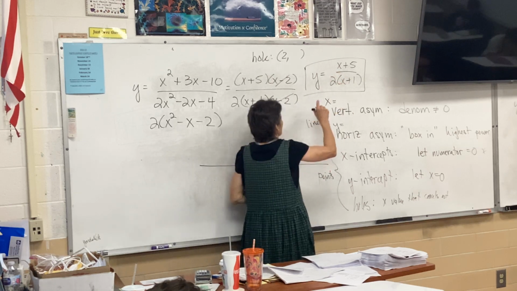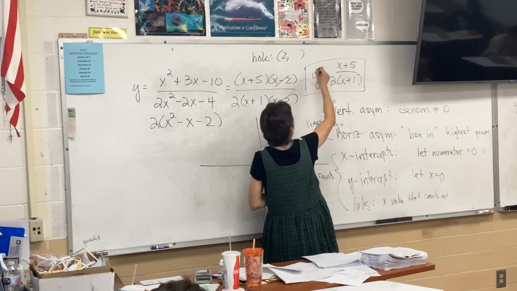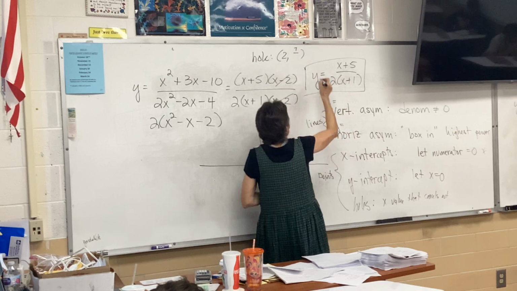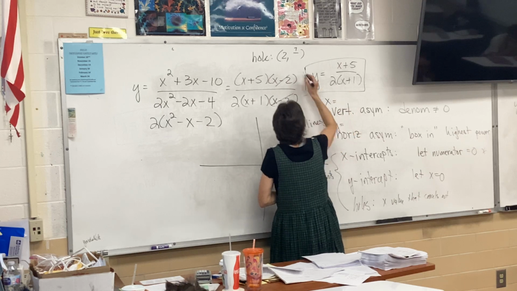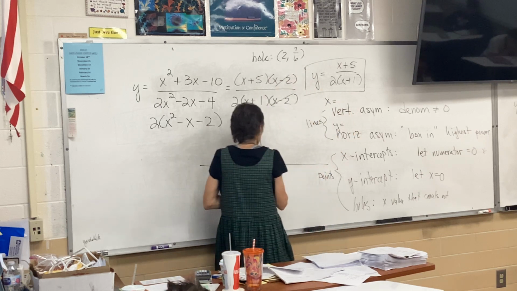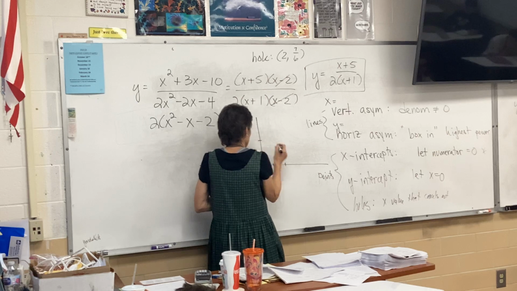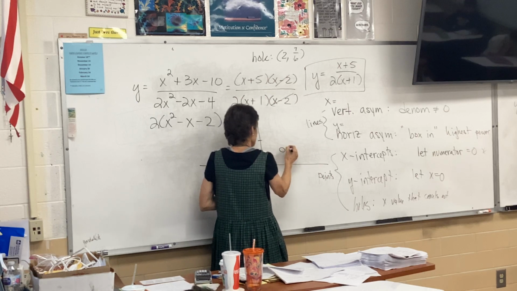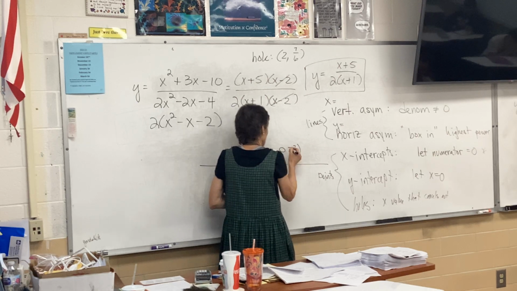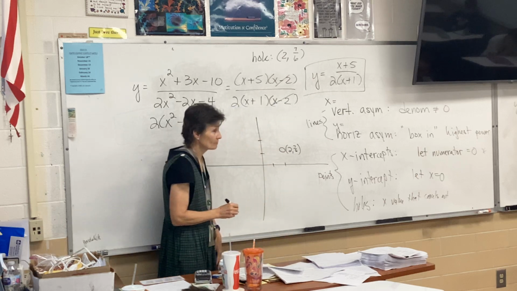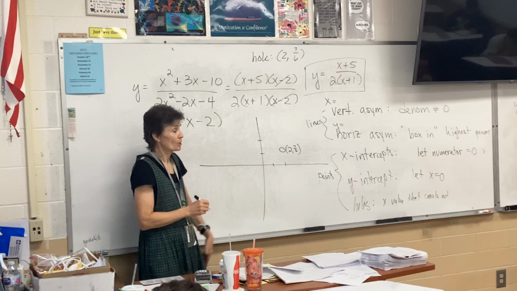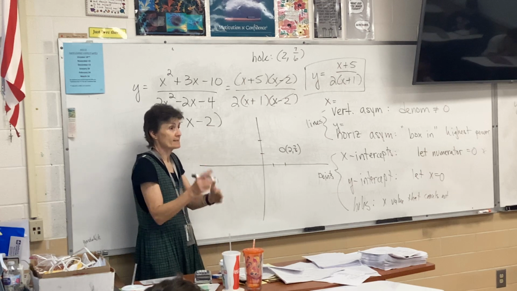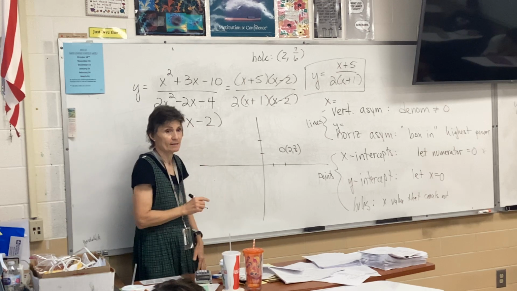So I'm going to plug 2 in. So what do I have on the top? 7. Put 2 in. What do I have on the bottom? 6. So in my picture, at 2 comma 7/6, I'm going to put a little open circle. If you're struggling with where to put 7/6, change it to a mixed number: 1 and 1/6.